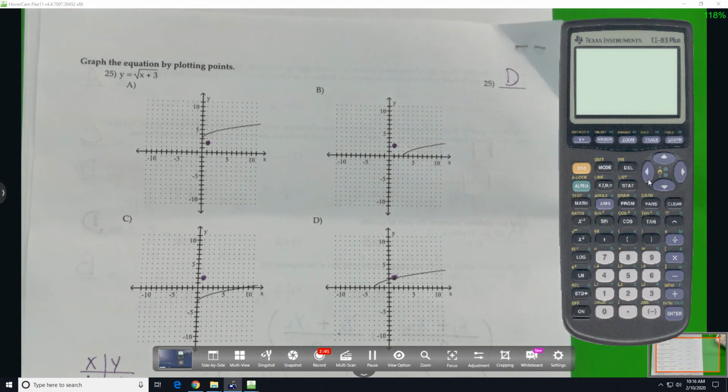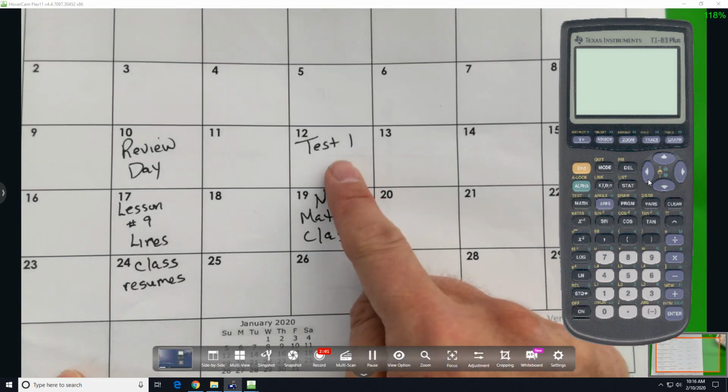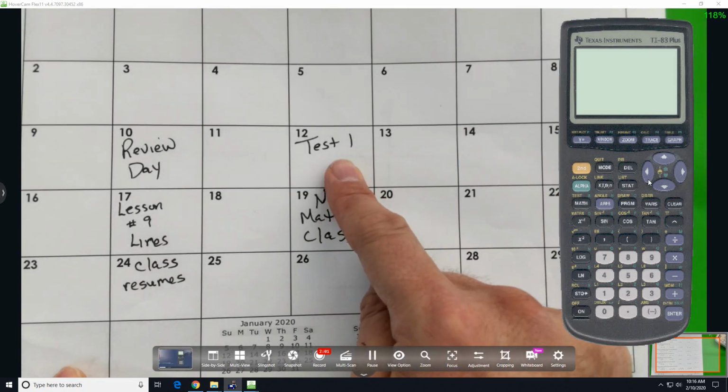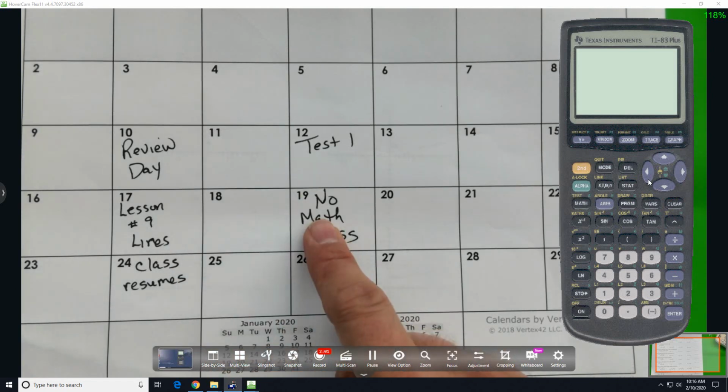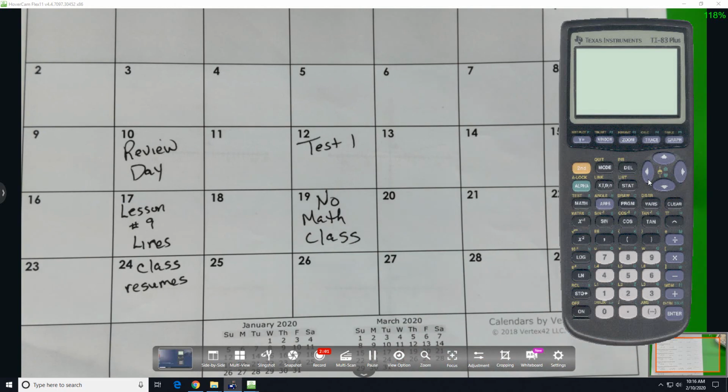So, as I said at the beginning, the test is on Wednesday the 12th. A week from today, we'll do another lesson. The only difference is my brother will be here on that day. We will not have math class on the 19th. We'll both be gone on that day. If you have English class on the 19th, you have English class. It's not a holiday. It's only a holiday for math class. Okay? If you have any questions, I'll try to answer them. Otherwise, I will see y'all on Wednesday when you take your test.